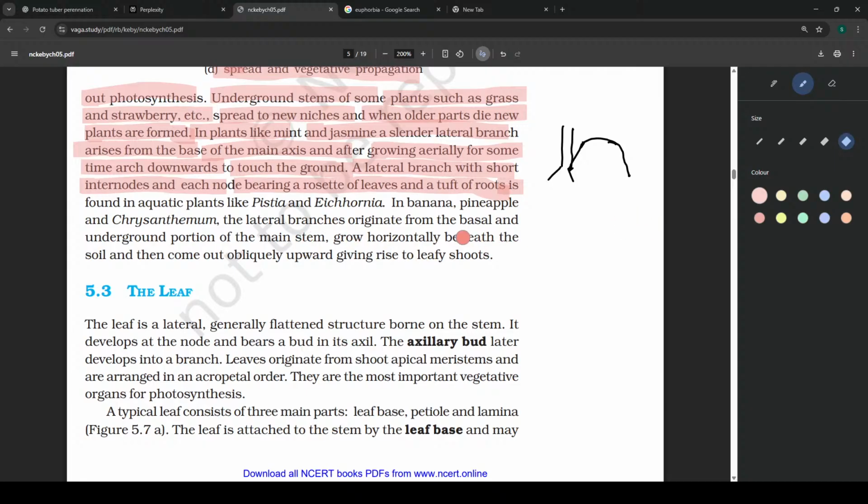And the next propagation we see is in aquatic plants. That is a lateral branch. It is also a lateral branch with short internodes, many nodes, and each node bearing a rosette of leaves, like very short internodes. A lateral branch it is, with many nodes, and leaves will be there. These are leaves, assume they are leaves, and it's a perfect drawing.